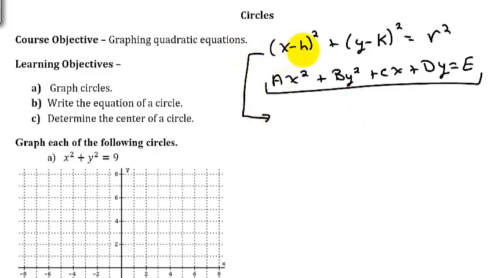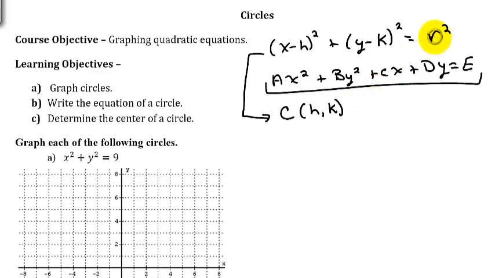So what's nice about the first form is that we can see where the center is just by looking at it. So the center is at the point (h, k). And notice this is x minus h, so you have to change the sign of the h that goes in here, and also y minus k. So you also have to change the sign of the k.